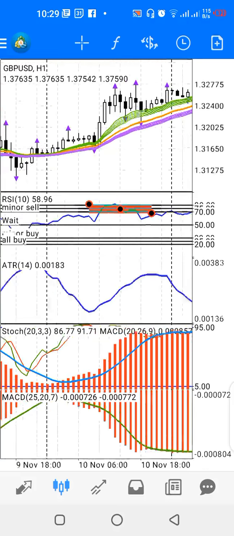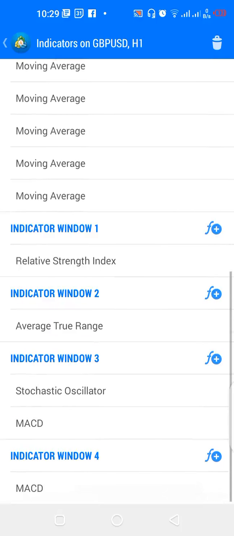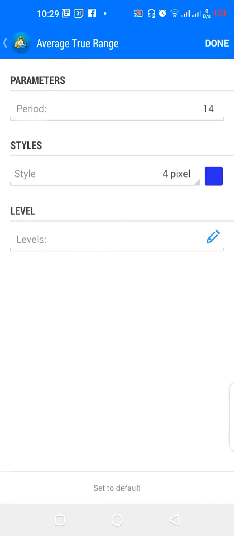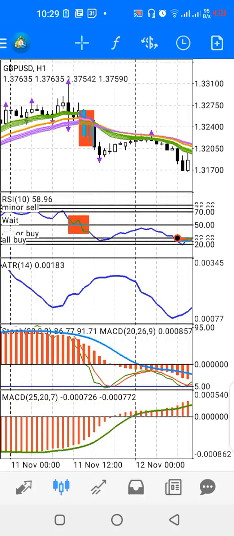Let's go to indicator window 2. Now let's look at the parameters for indicator window 2. Okay, we just have ATR. The period is 14 and the color is blue. Now the essence of the ATR is just to know, if you are going to place a stop loss, what should be your stop loss calculation. So that will be adding the ATR.